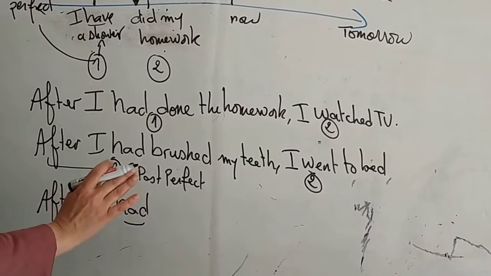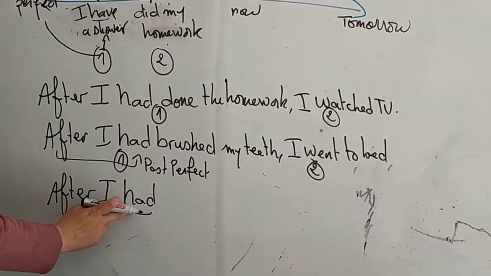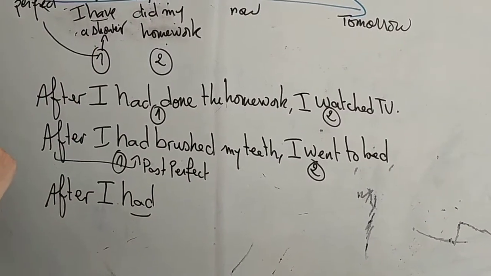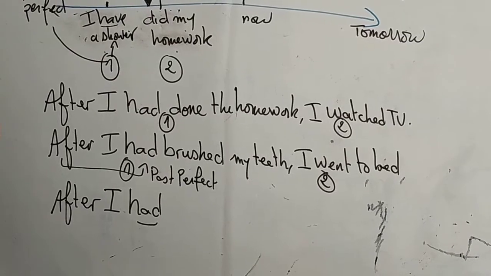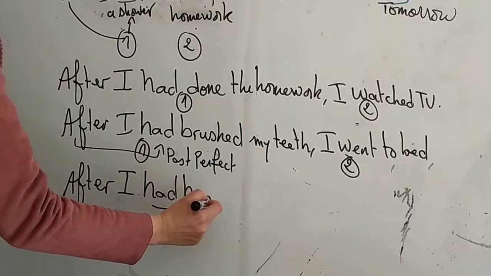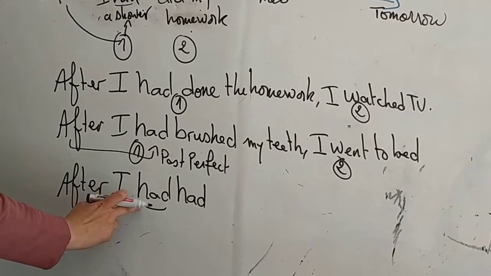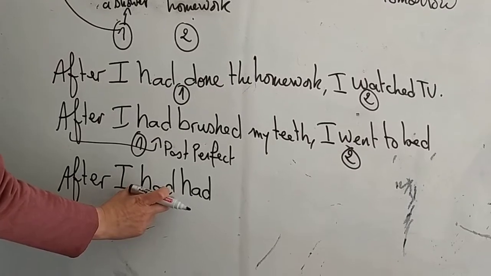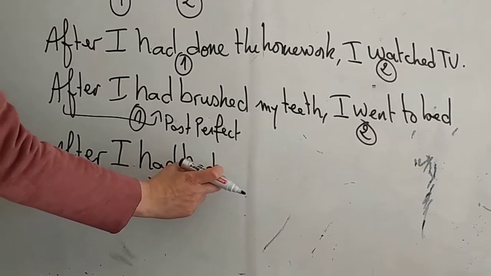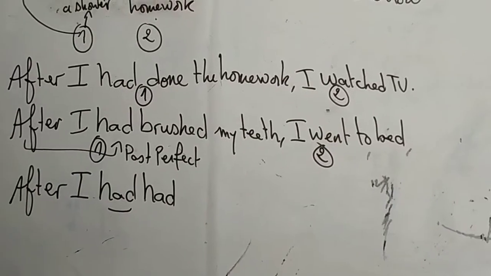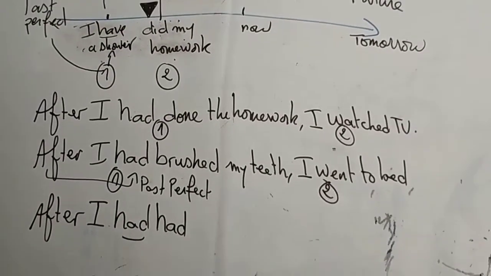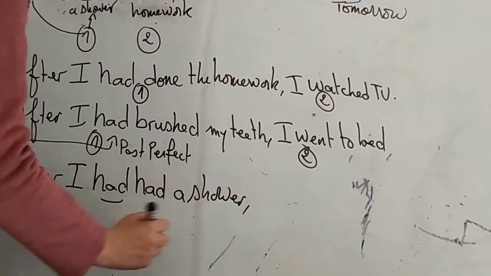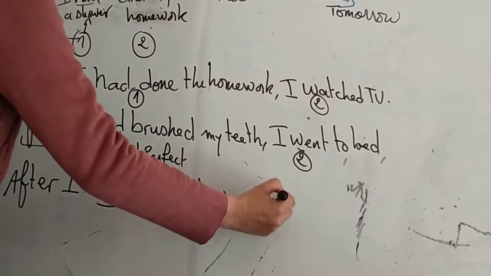Had, the auxiliary verb that does not change and is always there: after I had, what? Now I need the past participle of the verb. What is the past participle of the verb to have? The past participle of the verb to have is had. So we have here: after I had, I see had, because it is always fixed, this auxiliary verb, even the verb that comes after it is the verb to have. The past participle of the verb to have is had. So after I had a shower, what did I do? I did my homework.